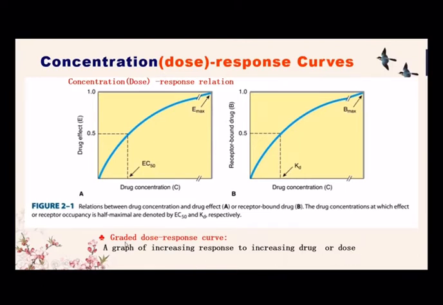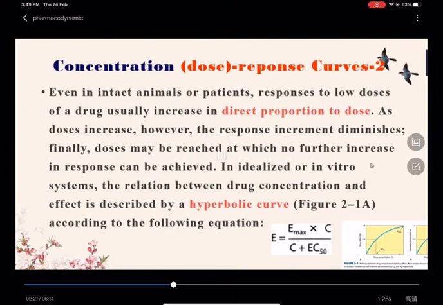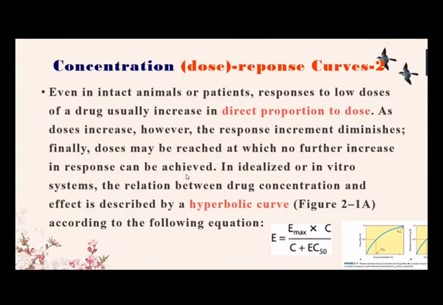Dose-response curve. Even in individual animals or patients, the response to the dose of a drug usually increases in direct proportion to dose. As doses increase, however, the response increment diminishes. Finally, doses may be reached at which no further increase in response can be achieved. In an idealized or in vitro system, the relation between the drug concentration and effect is described by a hyperbolic curve, according to the following equation. Here is the equation.